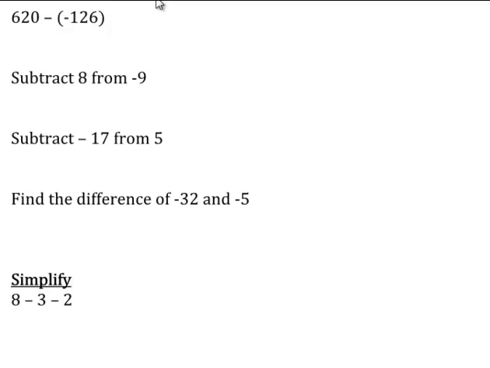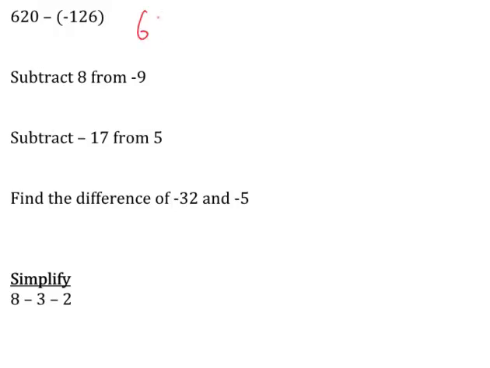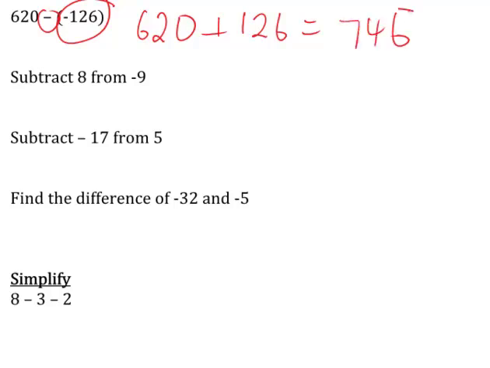All right, so for the next problem here, 620 minus a negative 126. So remember, our 620 stays the same. Change the minus to a plus. That becomes a positive 126. We're just adding these numbers together. That's going to be a 6, a 4, and a 7, so we end up with 746.